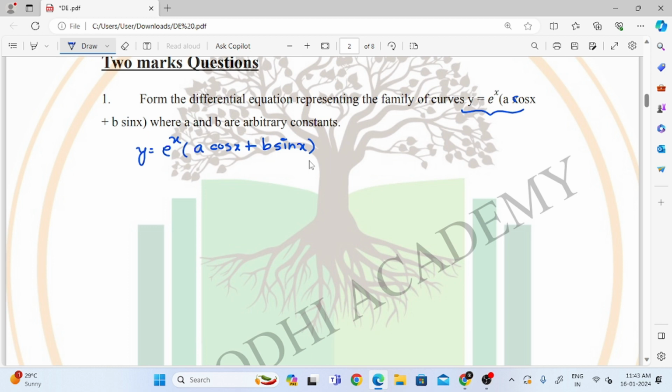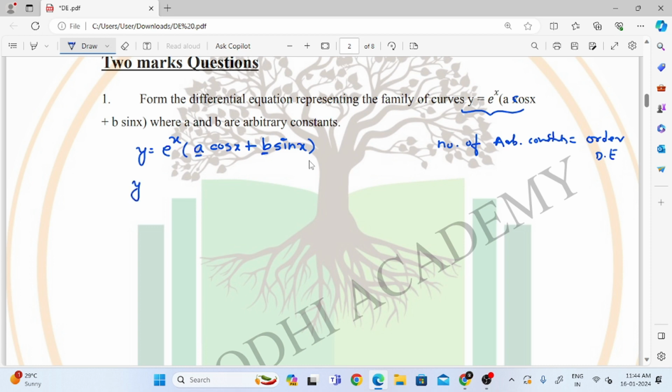So in this family of curves we have two constants, a and b. So we will get a differential equation of order 2. Remember this result: the number of arbitrary constants is equal to the order of the differential equation. So in this equation we have two arbitrary constants, so we will get a differential equation of order 2. Take the derivative one time first of all.